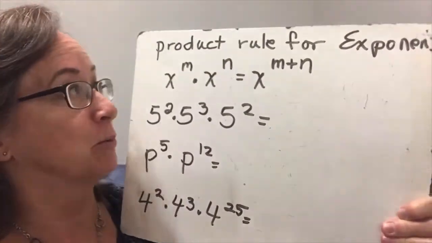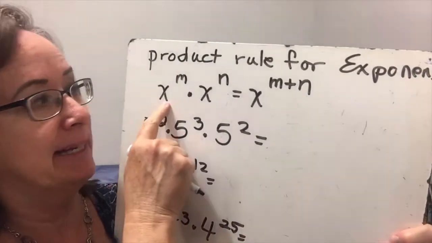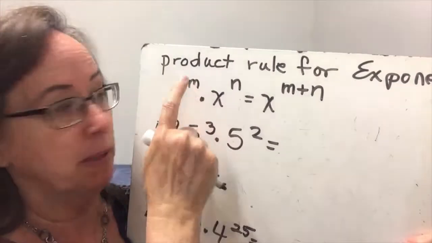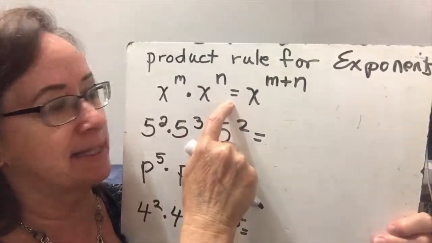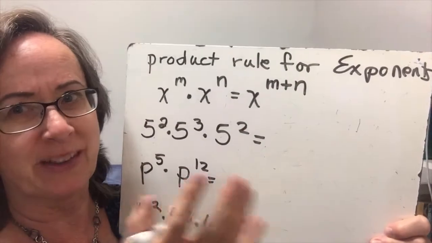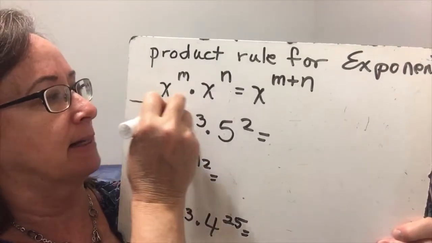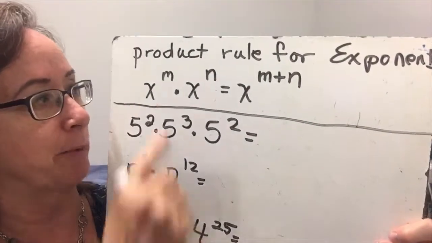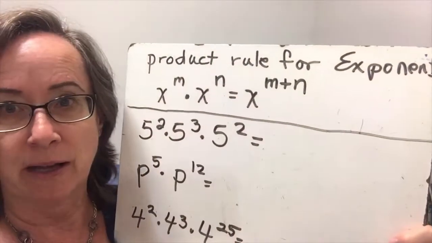So here is the rule. We're going to call this the product rule for exponents, and it is simply that x to a variable exponent m times x to the n exponent is the same thing as x to the m plus n. So that's our rule. That's when we put variables in it so that it stands for anything. So when we multiply like bases, we add their exponents, and that is called the product rule for exponents.